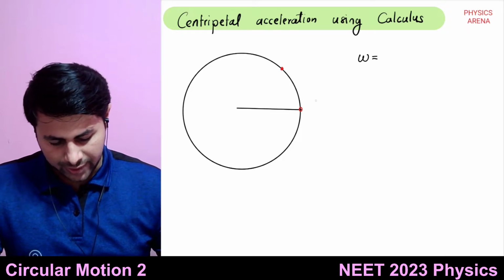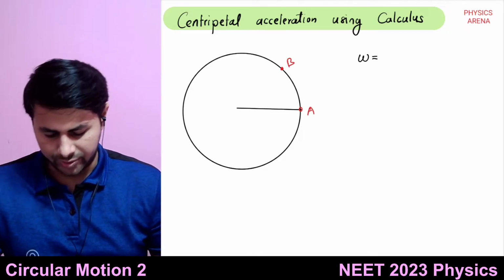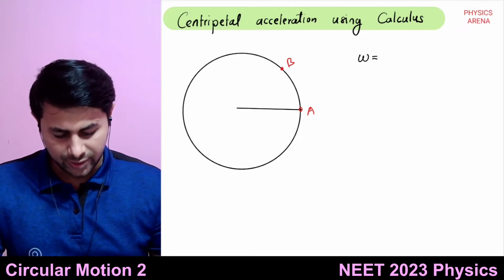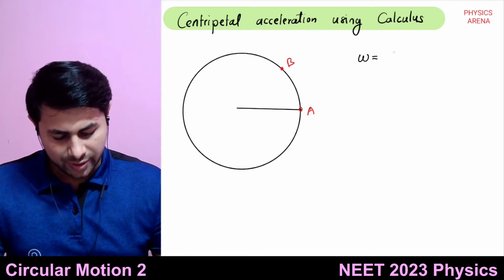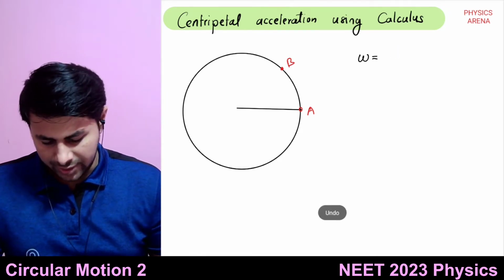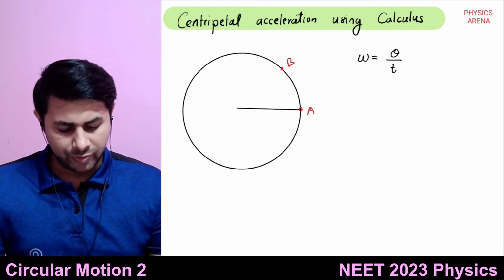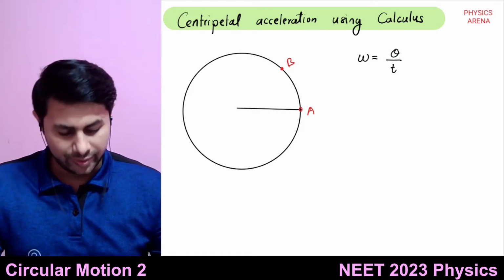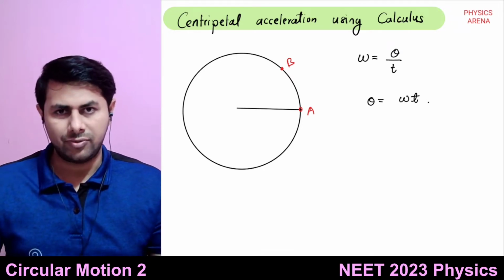So this angle from position A to position B, suppose it's equal to theta. So we can say omega is equal to what? Theta upon t. Omega is equal to theta divided by t, and therefore we can write theta in terms of omega. So theta equals omega times t. This thing we can write.